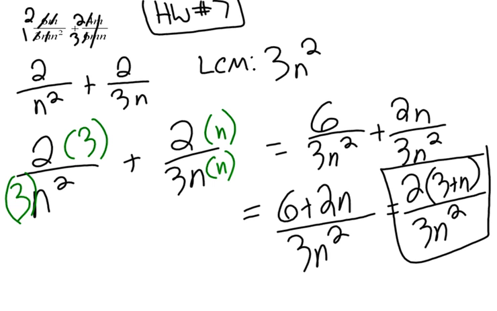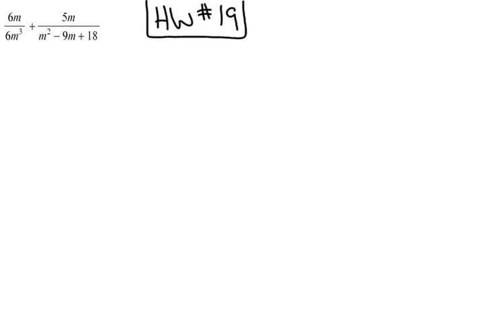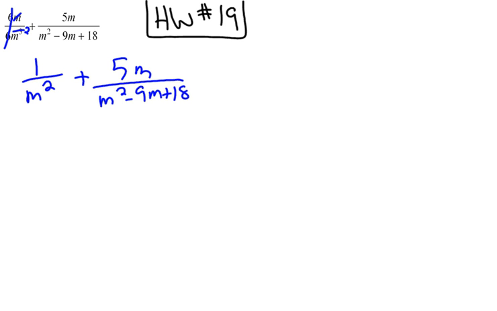Let's move on to the next one. Alright, here next we have number 19. A little bit more difficult of a problem, but remember, before you even start looking for a common denominator, looking for that LCM, see if you can cancel anything. Looking at that first fraction, our 6's gone. M on top gone, leaving us with m squared on our bottom. Let's just clean that up. Our rational expression now reads 1 over m squared plus 5m all over m squared minus 9m plus 18.